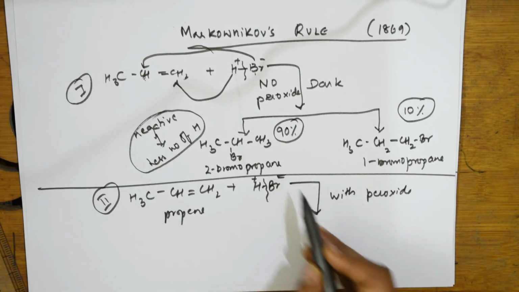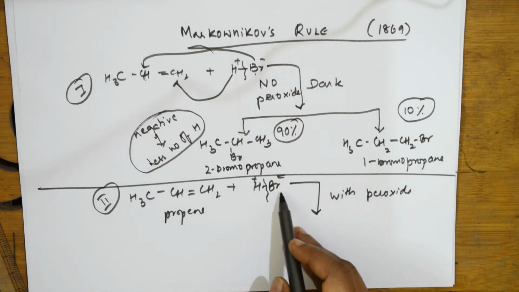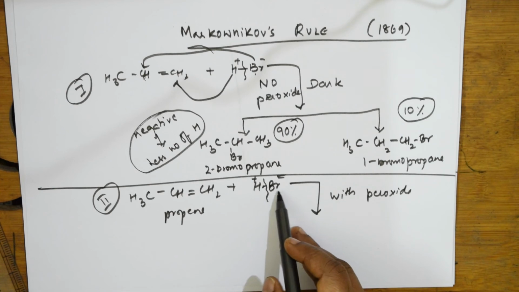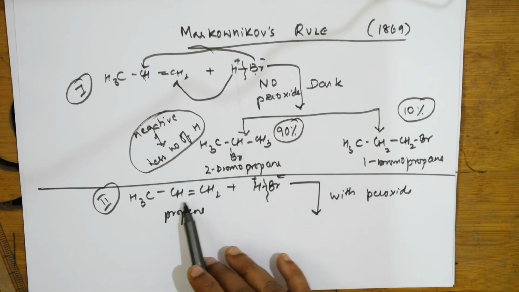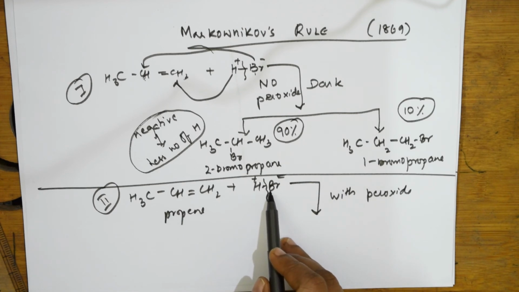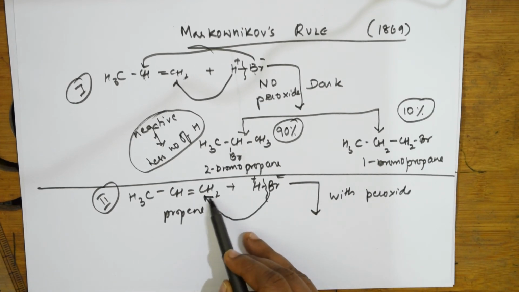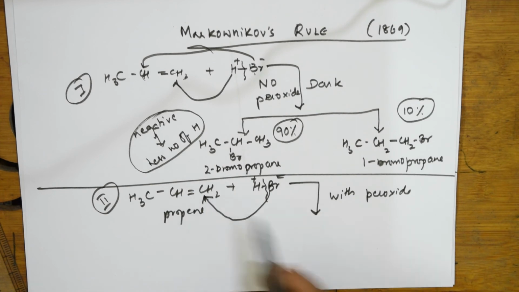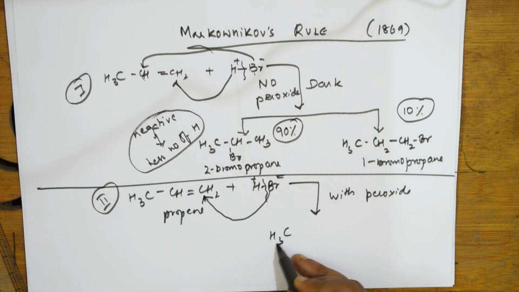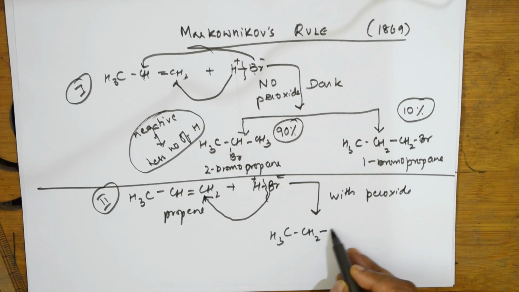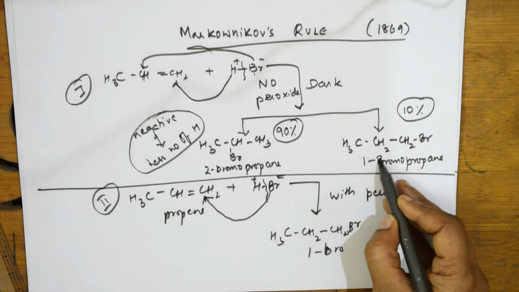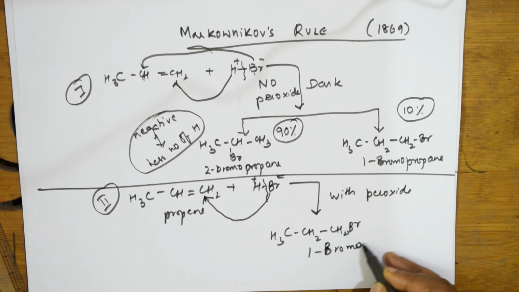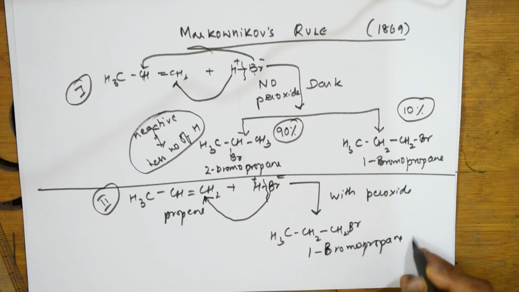In this case, in the presence of peroxide, the negative addendum adds to the carbon having, just see, you have double bonds, isn't it? Now, opposite to this, negative addendum adds to the carbon having more number of hydrogens. So here, when it adds to more number of hydrogens, what do you get? You get CH3, CH2, single bond, CH2Br. Now, what is the name of this compound? This is 1-bromopropane. Okay, now 1-bromopropane is a major product which we get.